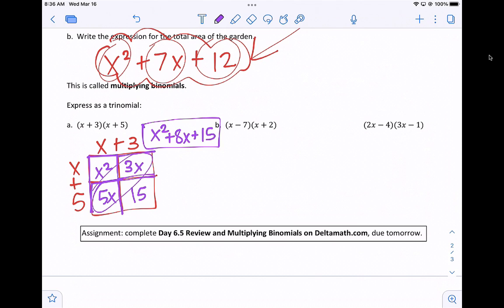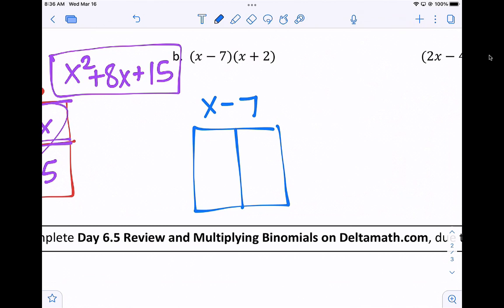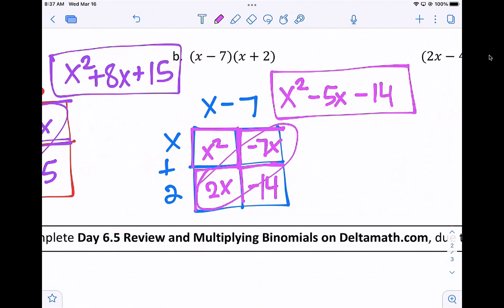All right, let's just do a few more, and this is the one thing that we're adding today to some review problems from yesterday, is the multiplying, or expressed as a trinomial. So let's try the next one. We have x minus 7. I should draw my rectangle first. And x plus 2. In our first box, it is x times x, which is x squared, negative 7 times x, which is negative 7x, x times 2, which is 2x, and negative 7 times 2, which is negative 14. So then we'll combine like terms. Again, we can put the x's together. So we'll have x squared, and then negative 7x plus 2x is negative 5x. And then we have our minus 14, and there's our answer.